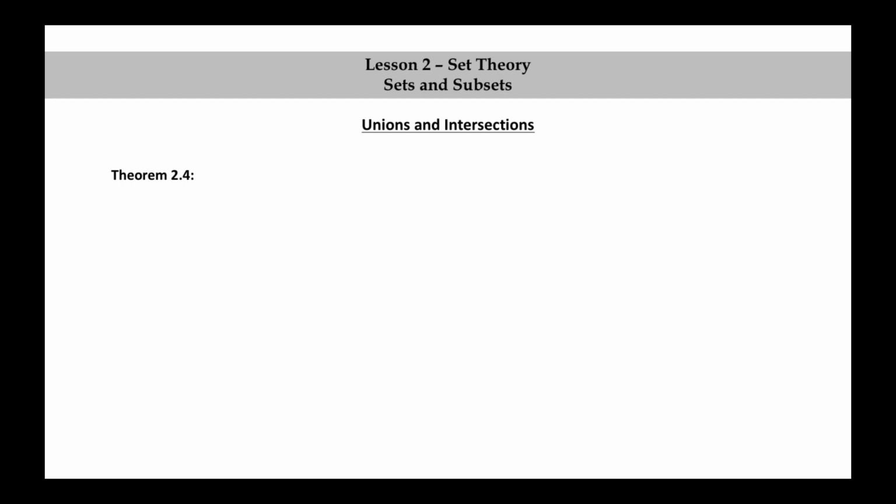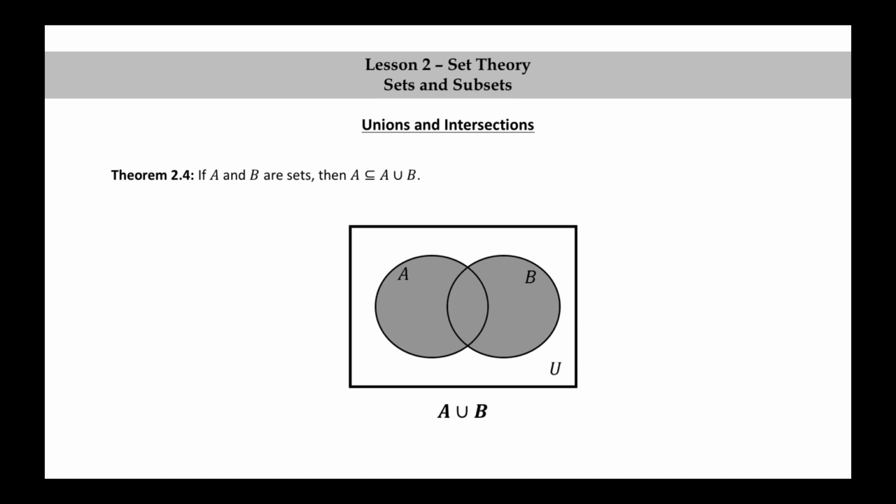Let's prove a theorem about the union of two sets. If A and B are sets, then A is a subset of the union of A and B. Let's just look at the diagram for the union of A and B, just to make sure that we believe this theorem. We could see here that A does in fact look like it's a subset of the union of A and B.